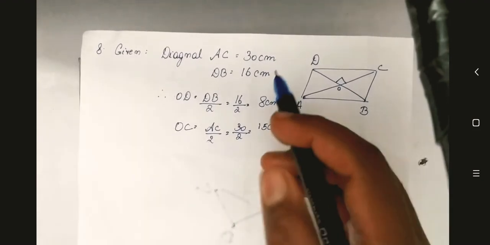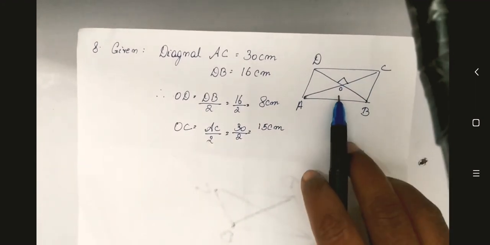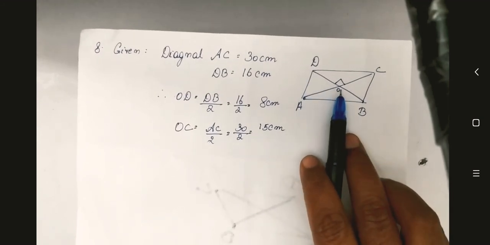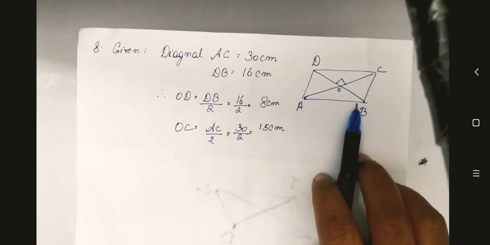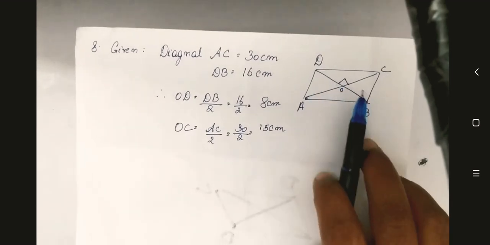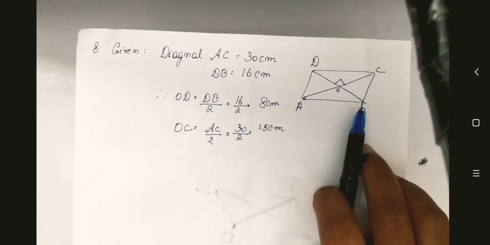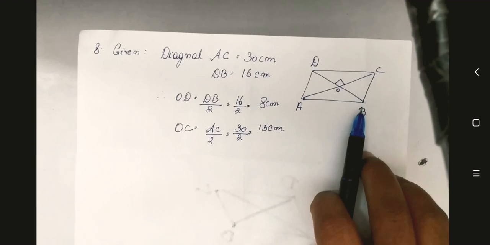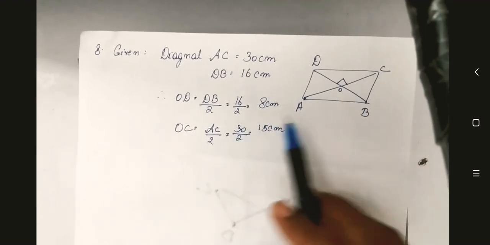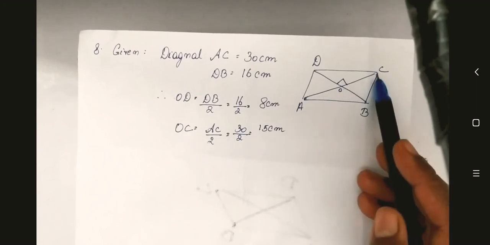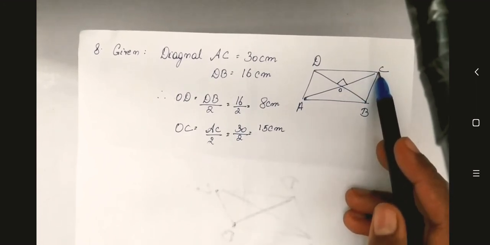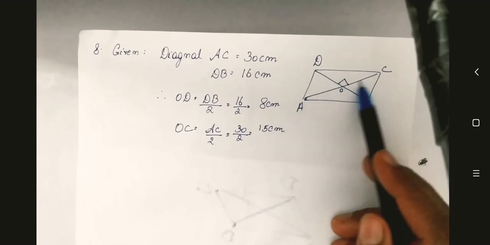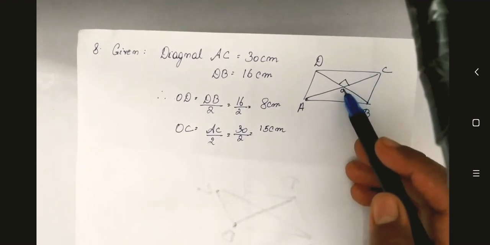So over here, they should bisect also. So if the point of intersection is O, then DB will be bisected at O, and OD and OB will be of equal length. So over here DB is 16 centimeters. So we can say that one side, that's OD, is equal to 8 centimeter and OB is equal to 8 centimeters. Similarly OC, over here OC, because AC is 30 centimeters, so OC will be 15 centimeters and OA will also be 15 centimeters.